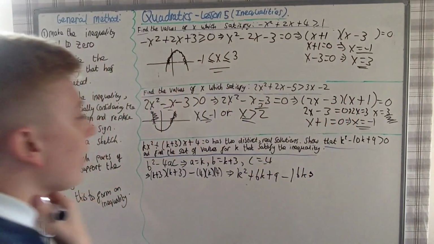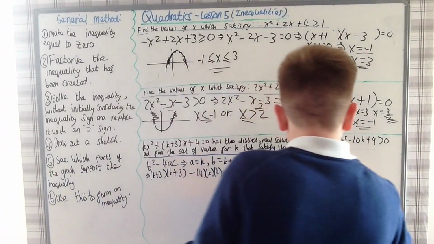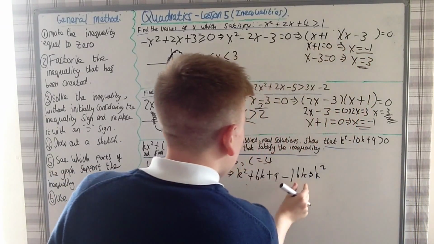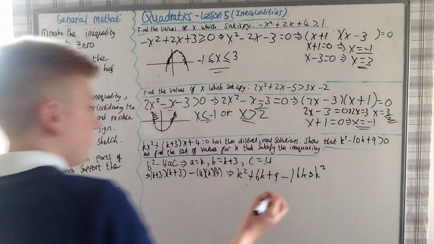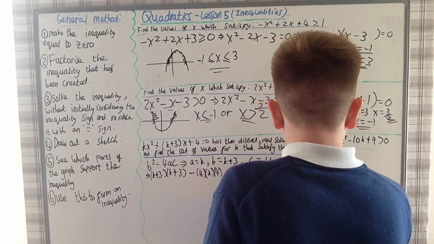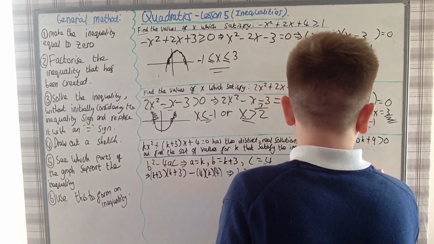Now we can simplify that. Well, that's going to give us k squared, plus 6k minus 16k is minus 10k. Okay? We're going to get minus 10k. And this positive 9 will stay as positive 9.